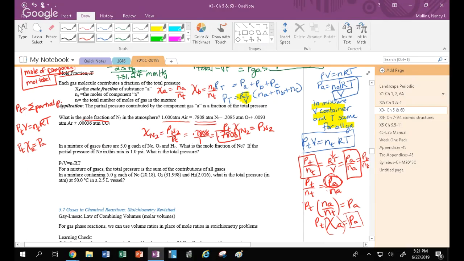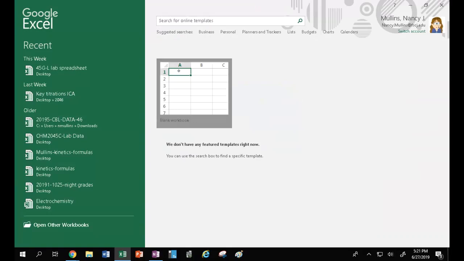We have a mixture of gases. There's 5 grams each of neon, oxygen, and hydrogen, and I want to know what is the mole fraction of neon. Well, since I have grams, would you agree that I could find moles? Yeah, so let's go ahead and do that. First one, just real quick.